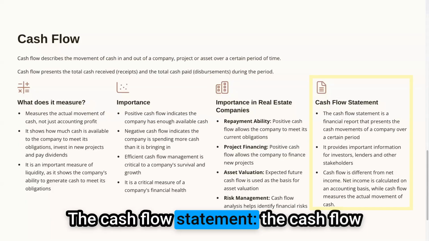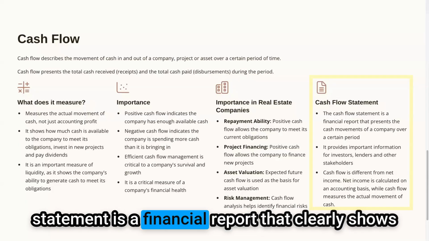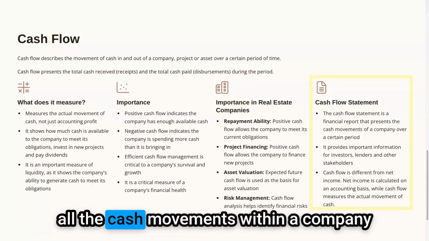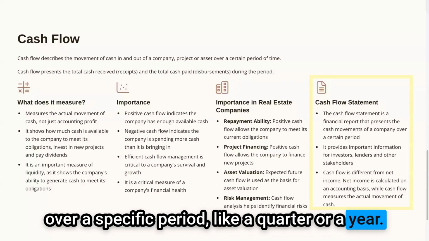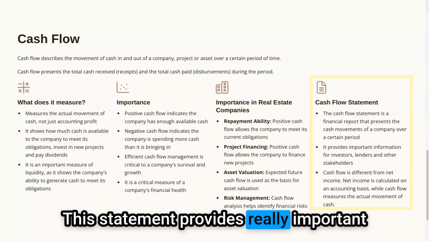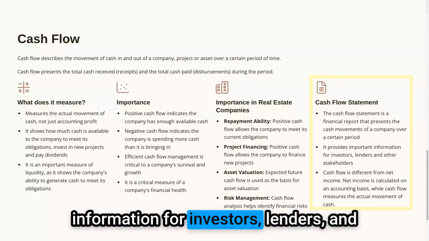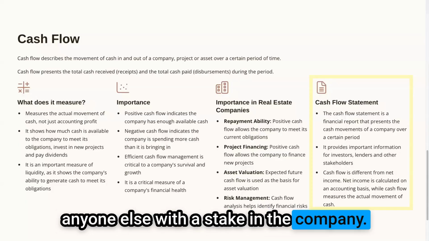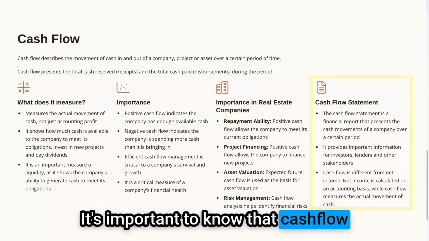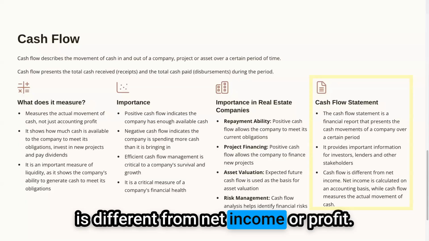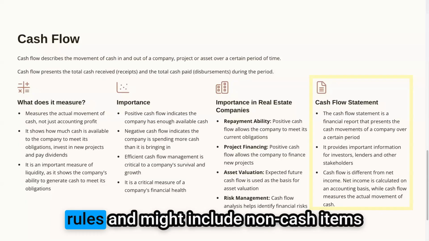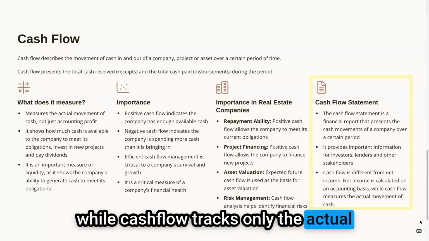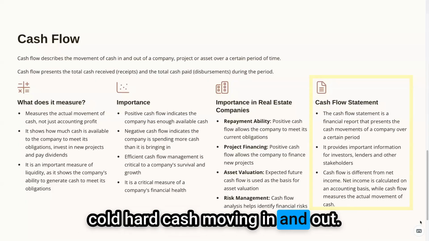The cash flow statement. The cash flow statement is a financial report that clearly shows all the cash movements within a company over a specific period, like a quarter or a year. This statement provides really important information for investors, lenders, and anyone else with a stake in the company. It's important to know that cash flow is different from net income or profit. Net income is calculated using accounting rules and might include non-cash items, while cash flow tracks only the actual cold, hard cash moving in and out.